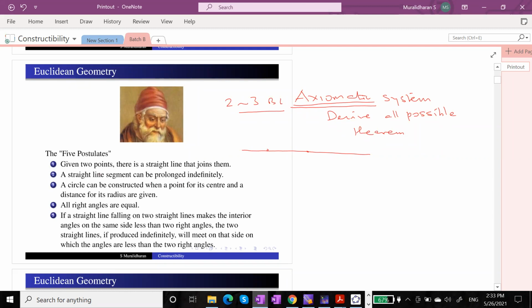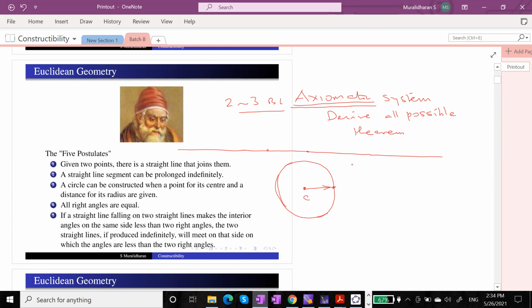Even though they didn't clarify what a point is or what a line is, they are supposed to be understood intuitively. And a straight line can be prolonged indefinitely. Again, obviously, I can keep on extending it in both directions. And given a point and a radius, we can construct a circle around that point. The circle means a set of points which are at a constant distance from the center C.